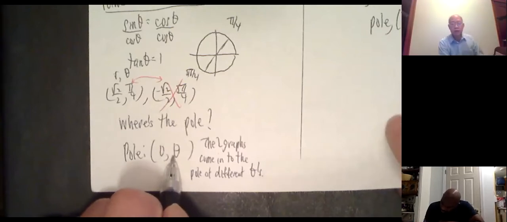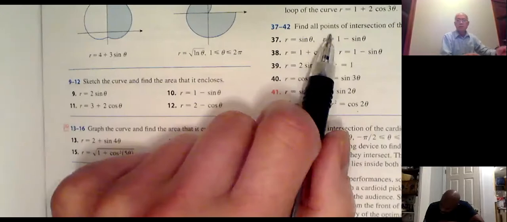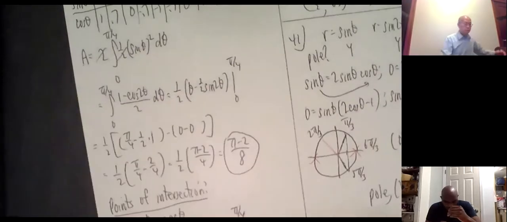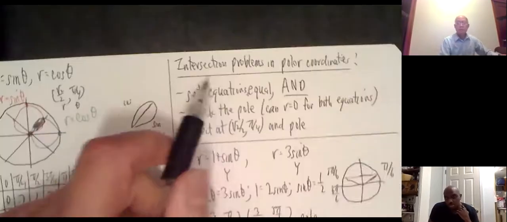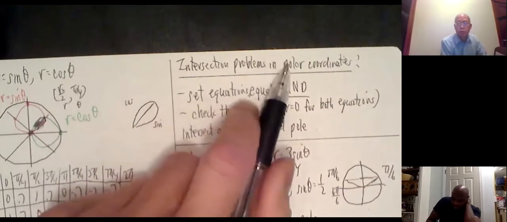All right. All of that now to piggyback off of how to do these problems at the end now. Find all points of intersection. Okay, and again, your problems may not match mine. In fact, I'm noticing 37 doesn't, and 41 does. But anyway, be that as it may. So please make a note of this. Intersection problems in polar coordinates.